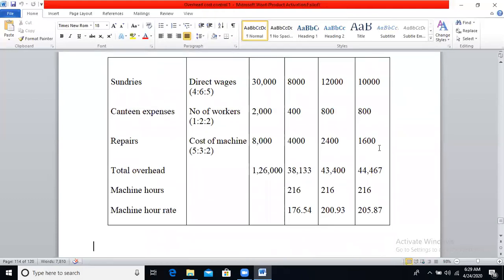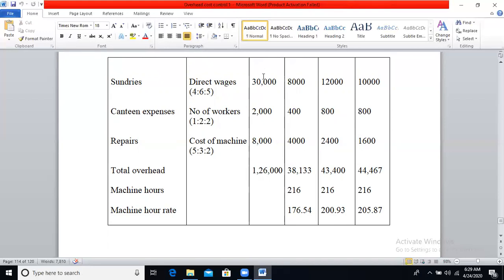The next expenses will be repairs. For repairs, it will be related to the machine. So we will consider cost of the machine as the basis. The ratio we have calculated here is 5 is to 3 is to 2. So add these 3, 5 plus 3 plus 2, you will get 10. The total value of repairs is 8,000. For machine X, 8,000 into 5 divided by 10, you will get 4,000. For machine Y, 8,000 into 3 divided by 10, you will get 2,400. And for machine Z, 8,000 into 2 divided by 10, you will get 1,600.